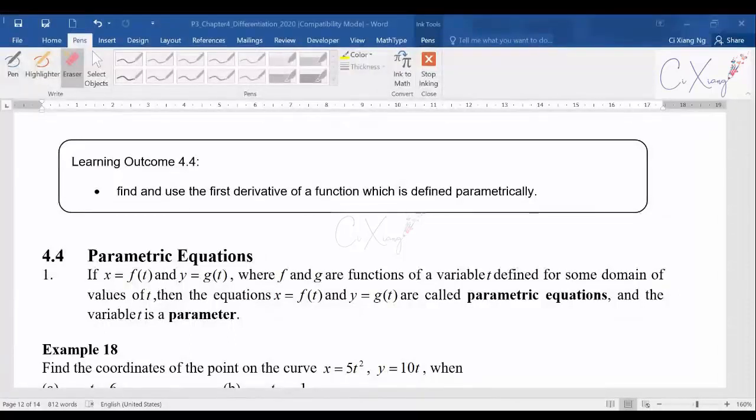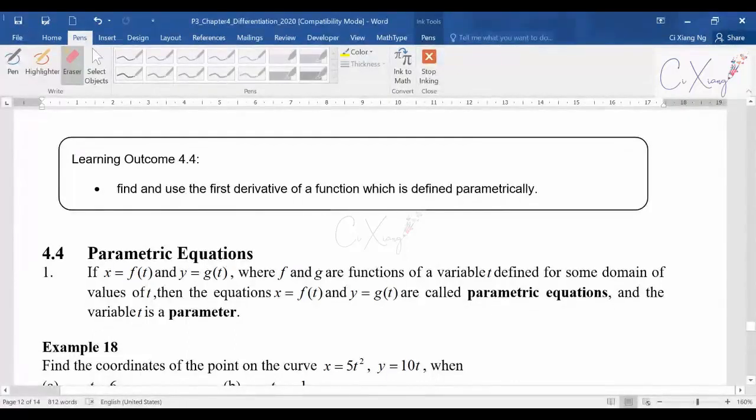Okay, so in this video we are going to discuss parametric equations, and later, in the next video, we are going to discuss how to apply the differentiation of parametric equations. Let's have a look at the learning outcome for today. You need to know how to find and use the first derivative, that means the differentiation, of a function which is defined parametrically.